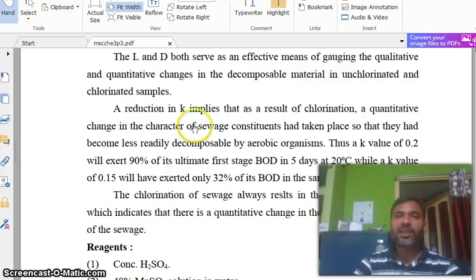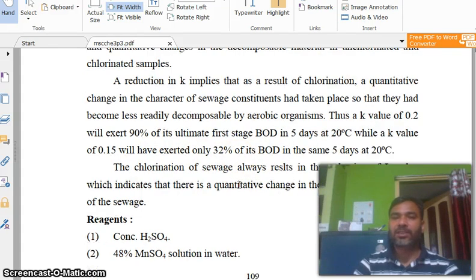A reduction in K in state implies that as a result of chlorination, a qualitative change in the character of sewage constituents had taken place so that they had become less readily decomposable by aerobic organisms. Thus, a K value of 0.2 will exert 90% of its ultimate first stage BOD in 5 days at 20 degrees Celsius, while a K value of 0.15 will have exerted only 32% of its BOD in the same 5 days at 20 degrees Celsius.